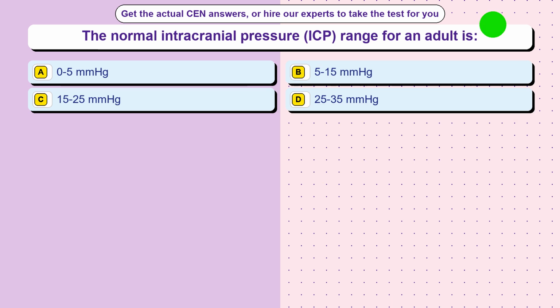Question 34. The normal intracranial pressure, ICP, range for an adult is: Option A, 0 to 5 mmHg. Option B, 5 to 15 mmHg. Option C, 15 to 25 mmHg. Option D, 25 to 35 mmHg.